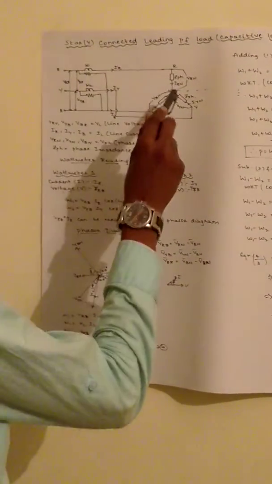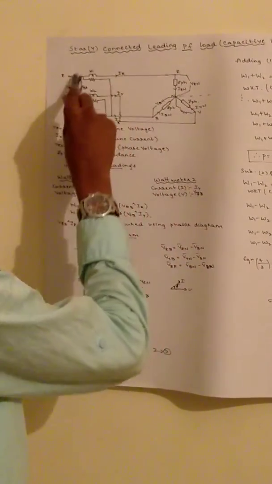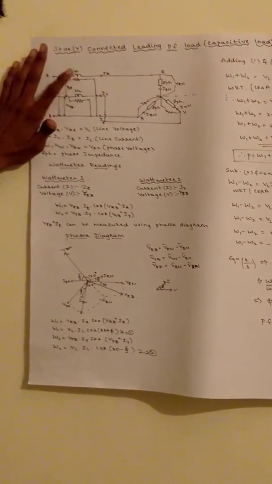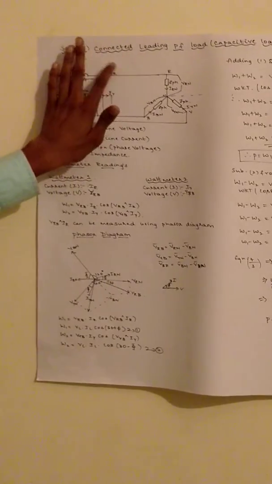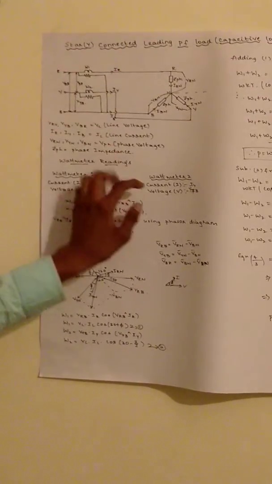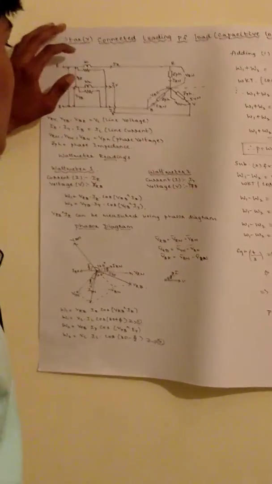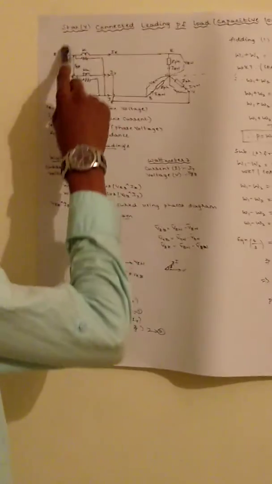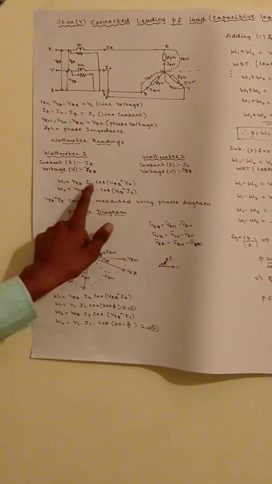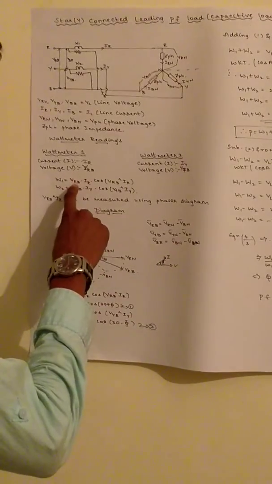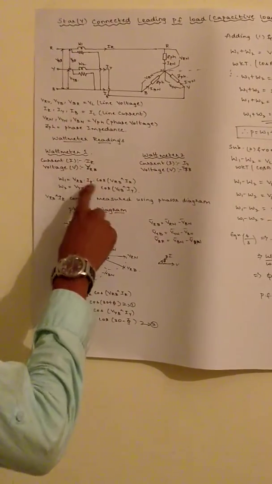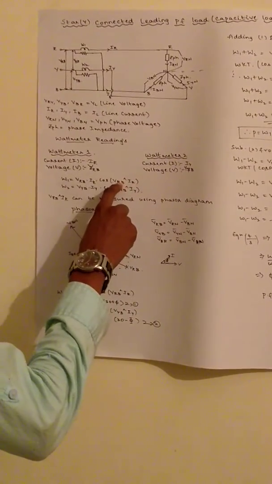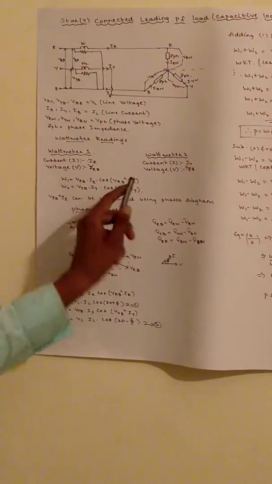This is the construction as shown in the circuit. Now the wattmeter readings W1 and W2: for wattmeter 1, the line current is IR and the line voltage is VRB, and for wattmeter 2, the line current is IY and the voltage is VYB. Therefore, the power consumed by wattmeter 1 is V into I into cos phi, that is, the line voltage VRB into the line current IR into cos of the angle between them, VRB angle IR.